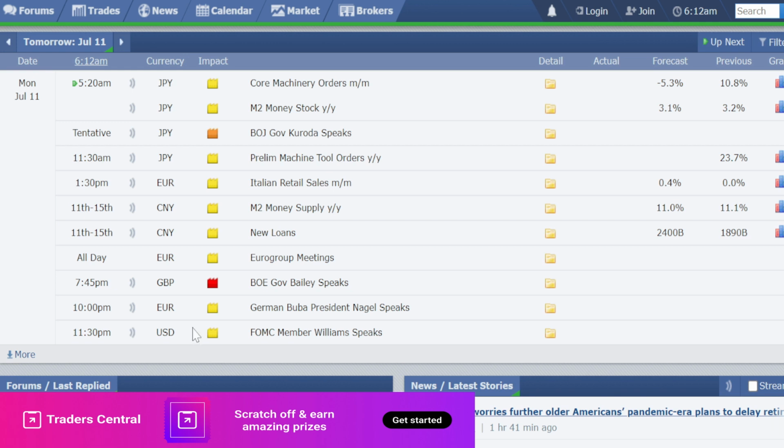So when we look at the economical events calendar for Monday 11th June, we have lots of low impacting news planned on Monday. We have a tentative medium impacting news for JPY related currency pairs. And when we look at the high impacting news at 7:45, we have news planned for British pound related currency pairs. And we don't have any high impacting news for US dollar related currency pairs. Let us begin our analysis.